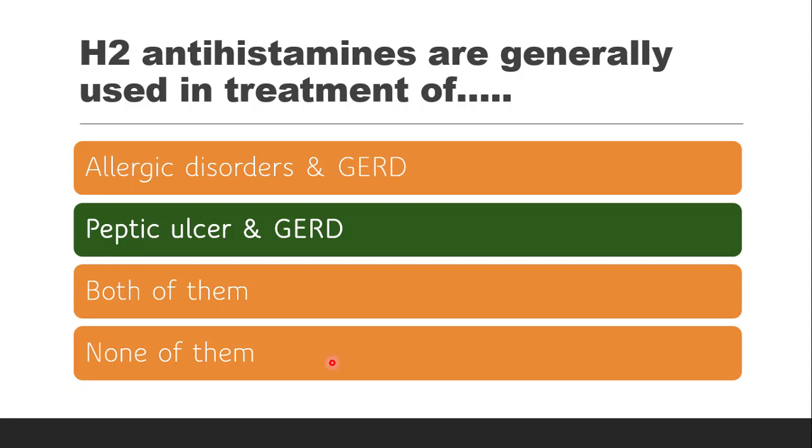So sometimes the acid from the gastric region or the stomach region will come back, or revert back to the esophagus. So the name is gastroesophageal reflux disease. So this is the condition. This condition can also be treated by H2 antihistamines.